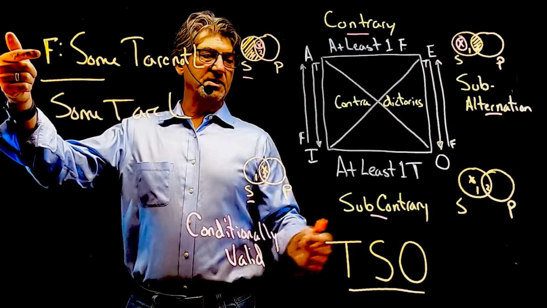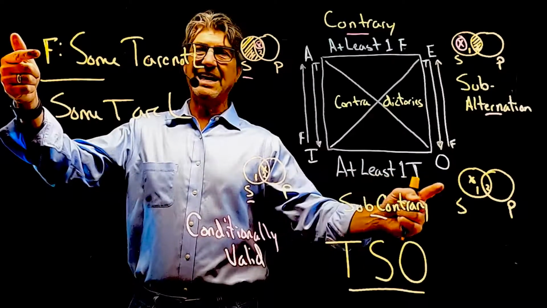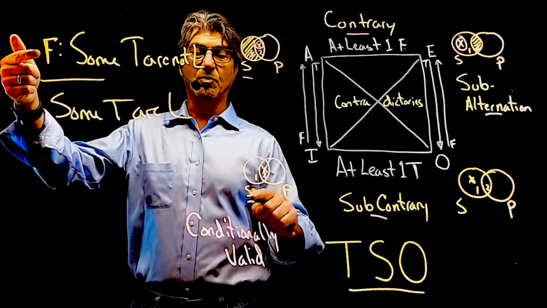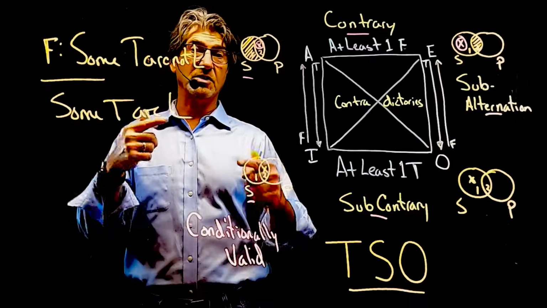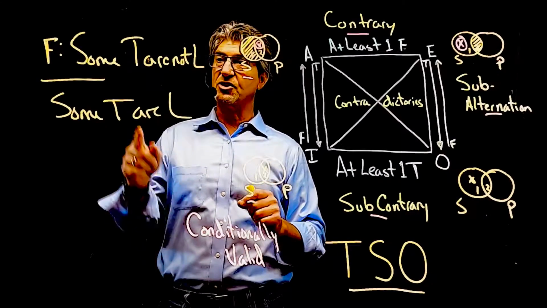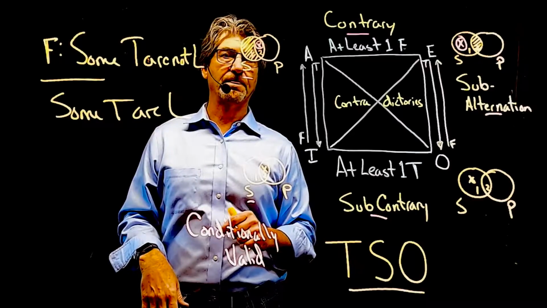If this is false, by subcontrary, they can't both be false. At least one of them has to be true. So if the O statement is false, the I statement is going to have to be true. This is going to be conditionally valid. On the condition that T's exist, this is valid.